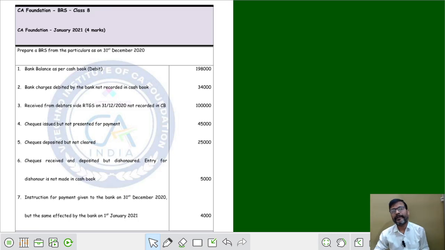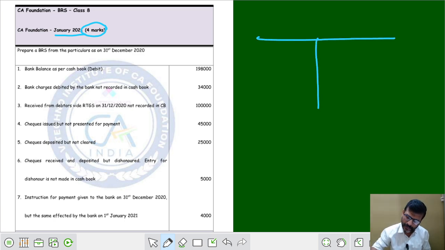Hi, hello to everyone. My dear children, in this session, let us learn the next problem on BRS, which was asked in CA Foundation, January 2021, for 4 marks. Obviously, 4 marks means it is asked in the first question of our CA Foundation: 12 marks true or false, a 4 marks short note, and a 4 marks problem.